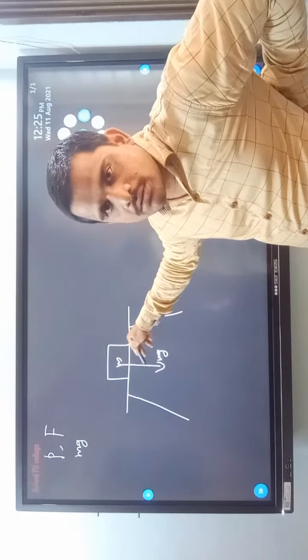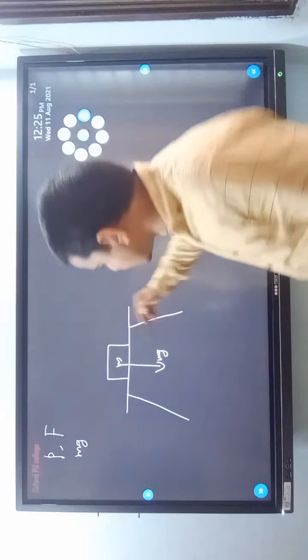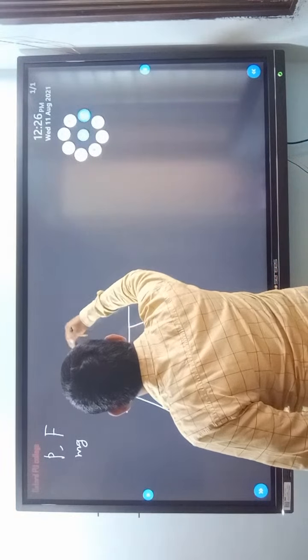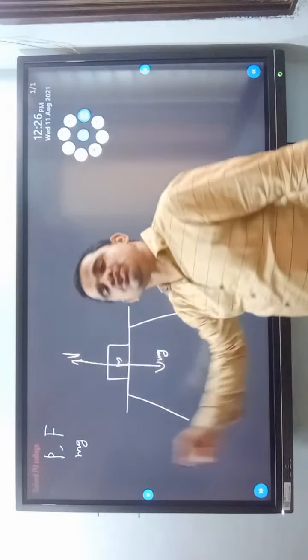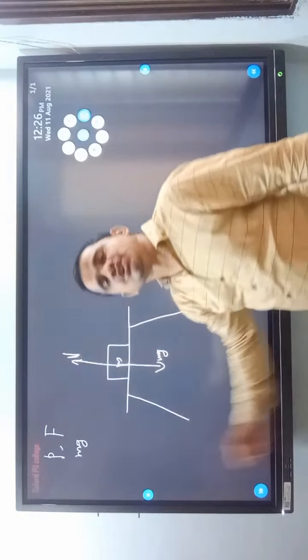It was staying there itself. It was at rest. Of course, mg is acting here even though the body is not coming down. Understood? That means some other force must be acting in the upward direction.